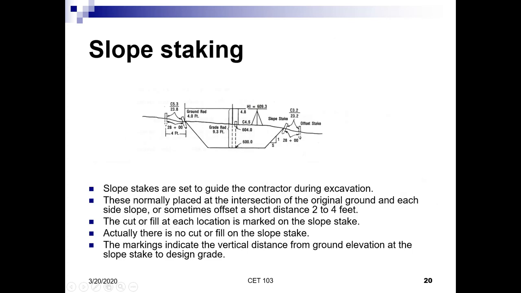So today's concept is to talk a little bit about slope staking. Slope staking is a concept in which we will set the stake at a point where the existing ground and the finished ground intersect. I know the slides say something about a short distance away, 2 to 4 feet, but that's really not the practice. The practice is to set it right at the point where the two would intersect.